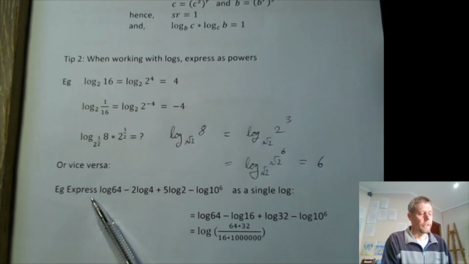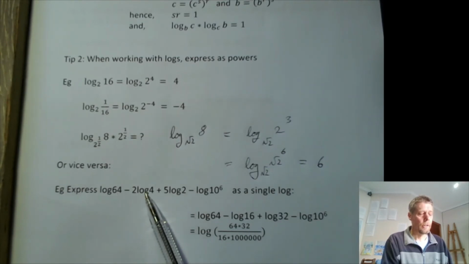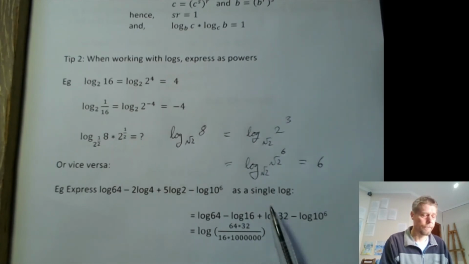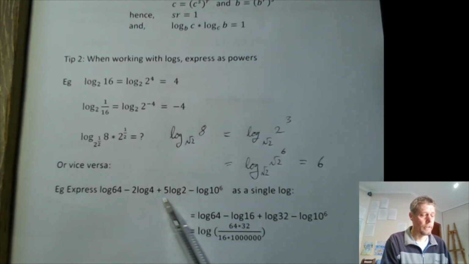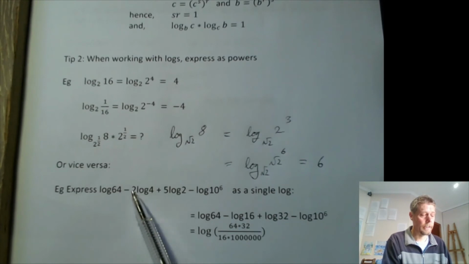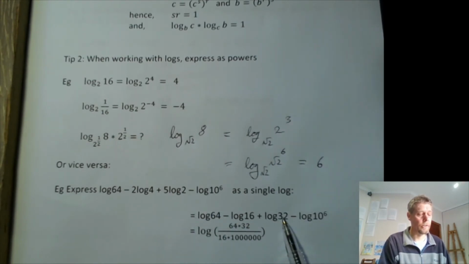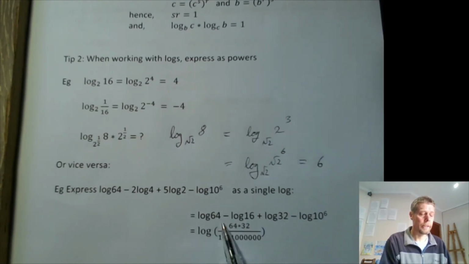Here's another example. Express log 64 minus 2 log 4 plus 5 log 2 minus 10 log 10 to the 6 as a single log. Okay, here we're just using our multiplication and division rule, because log of 64 minus log of 16, okay, so 2 log 4 is just log 16, plus log 32, because 5 log 2 is log 32, minus log 10 to the 6.